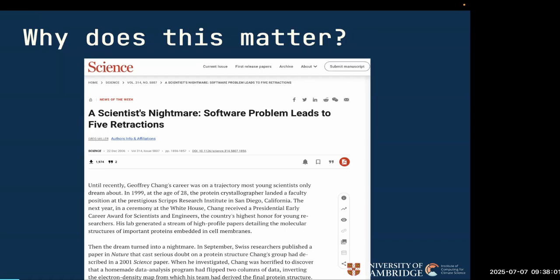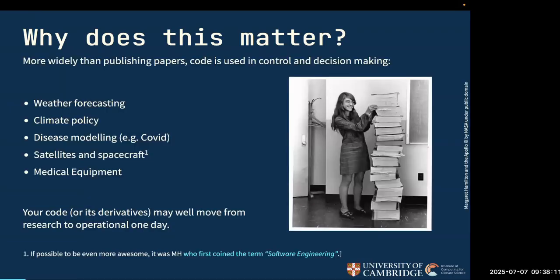And sort of the lesson to take from this is that hopefully these sorts of mistakes can be avoided by taking a little bit of care over developing the code, developing your software, and not just focusing on that output. More realistically, less of a horror story, beyond publishing papers, the code is used very much in control and decision making.